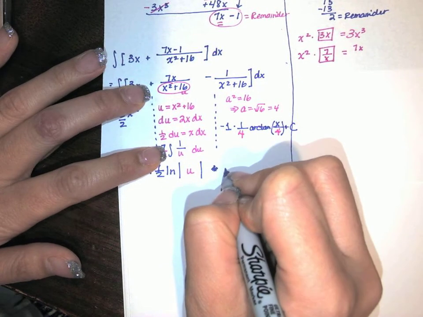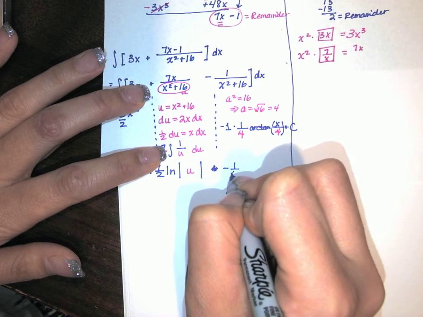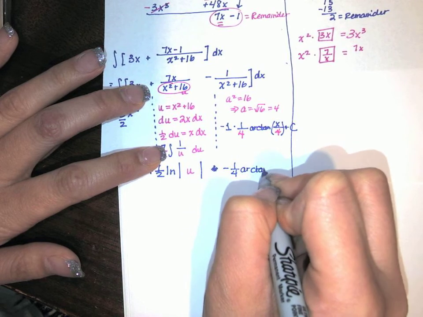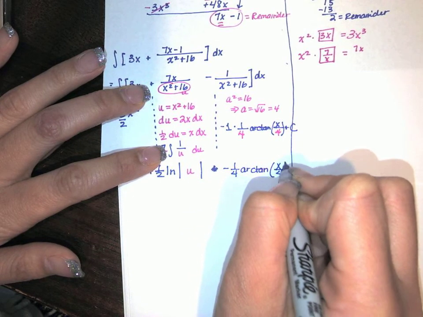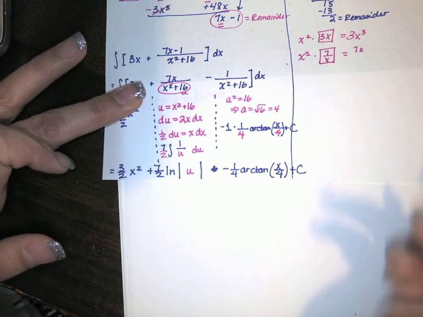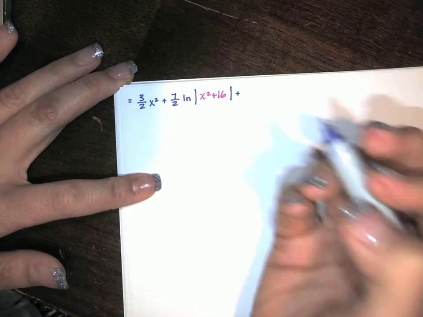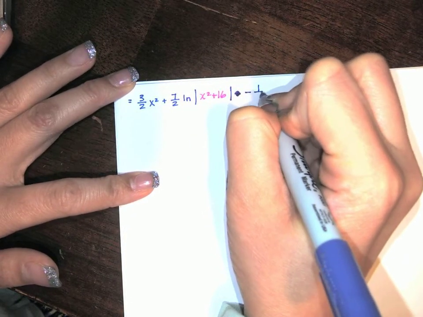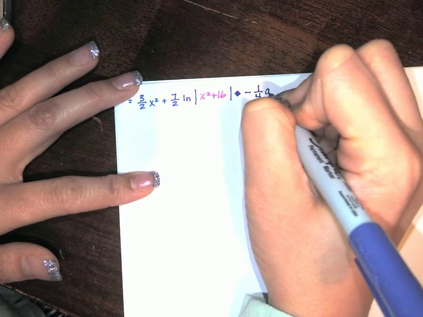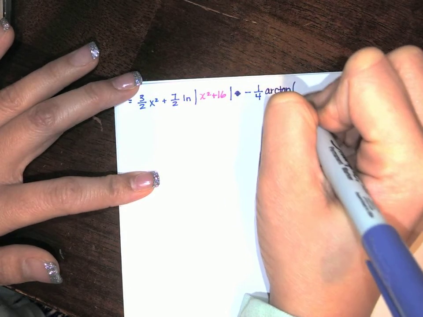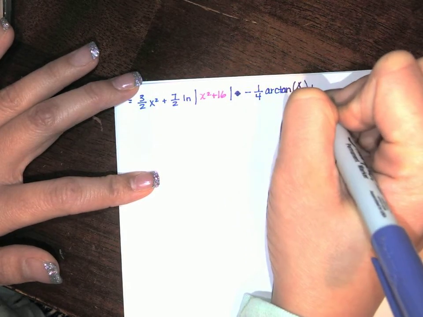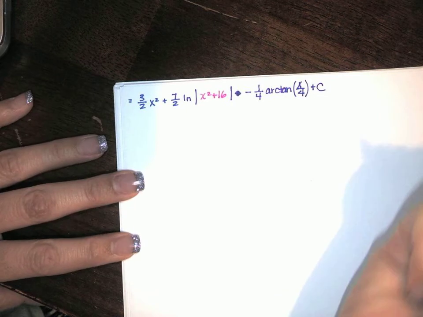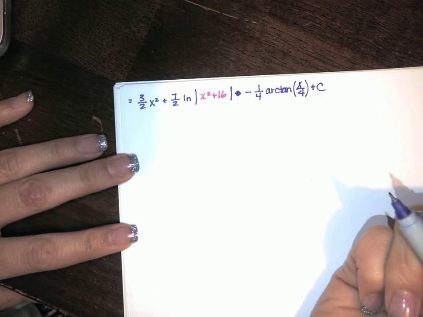So we have a negative 1/4 arctan of x over 4 plus c. And I'm going to bring that down. I don't need the minus or the plus. I want a minus arctan of x over 4 plus c. And we could stop here. This is acceptable for a test or a quiz.